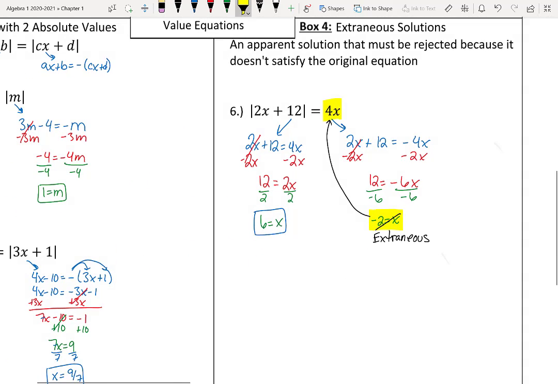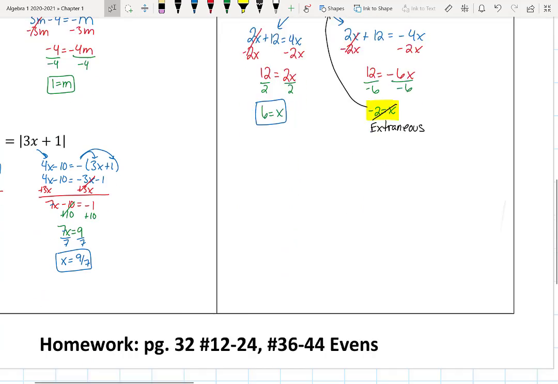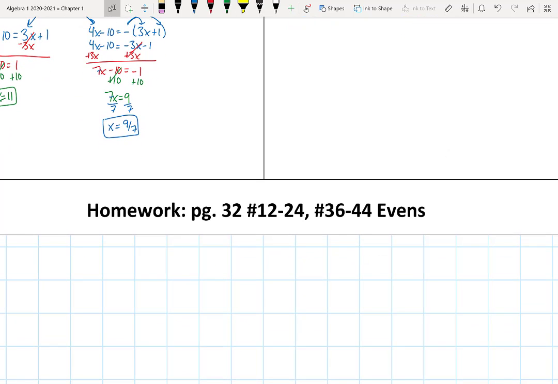So that's all I got for you today. That's it for box 4, and that's it for 1.4, solving absolute value equations. Homework is down there at the bottom. It's page 32, 12 through 24, and 36 through 44 evens. So just the evens on both of those sets. So 12 through 24 evens and 36 through 44 evens.